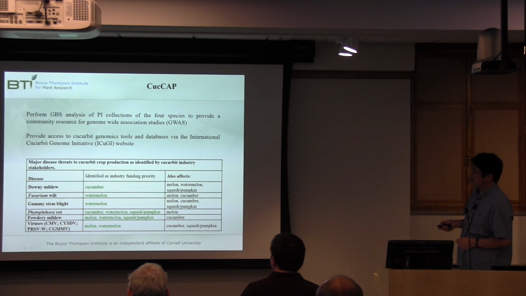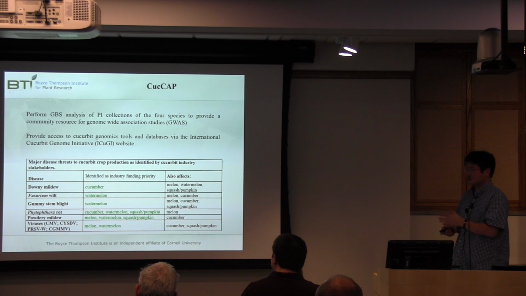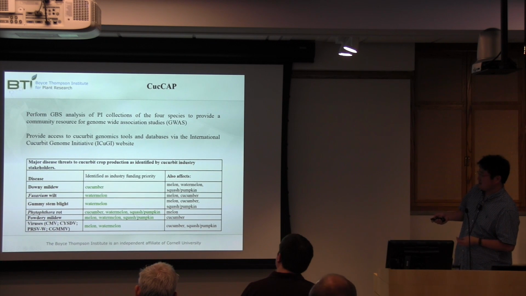Here is a list of diseases that are the focus in this project. Fusarium wilt is a major focus for watermelon, and downy mildew is for cucumber, and we also have others, gummy stem blight and the viruses.